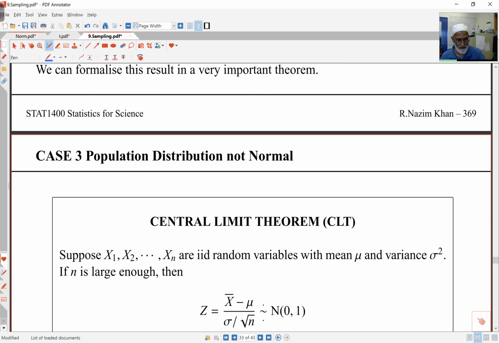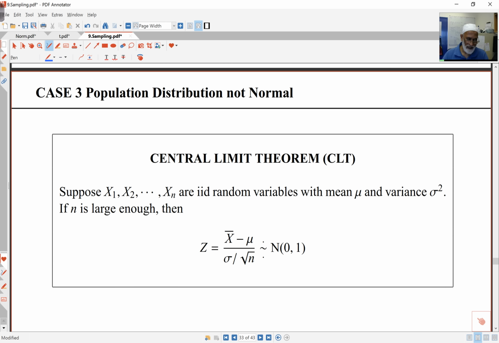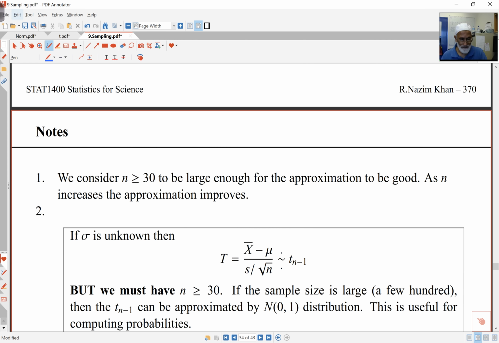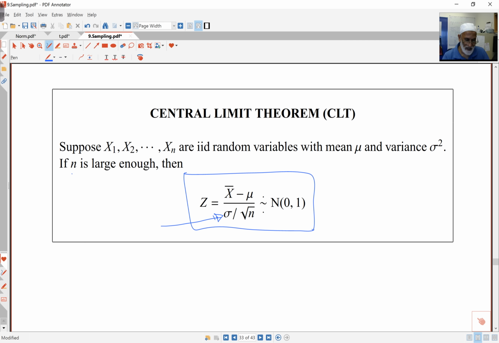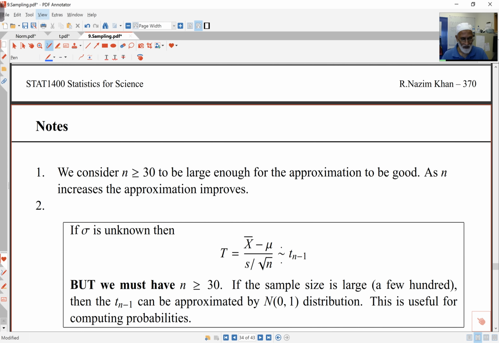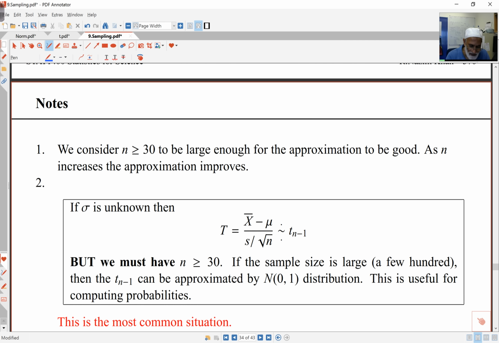We can formalize this in this very important result. If I've got an arbitrary distribution of some kind, and I take a look at a sample mean, the standardized sample mean is approximately normal (0, 1). Now I've used sigma here, but often we don't know sigma, and I'll replace that by S. The theorem says, for large enough n. Large enough is not quite well defined, but for most applications n equals 30 or larger guarantees a very good normal approximation.